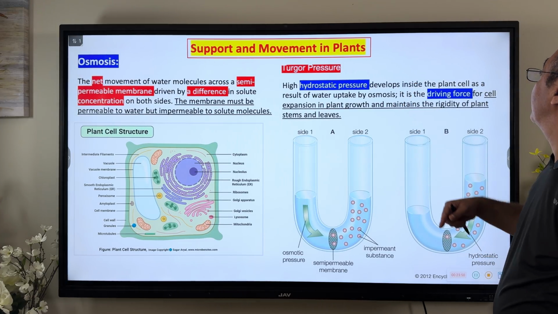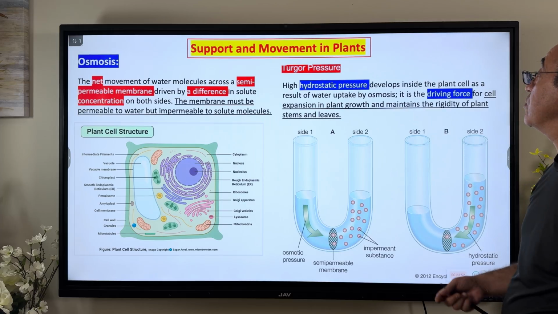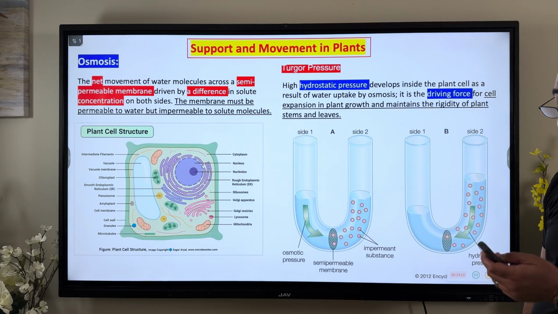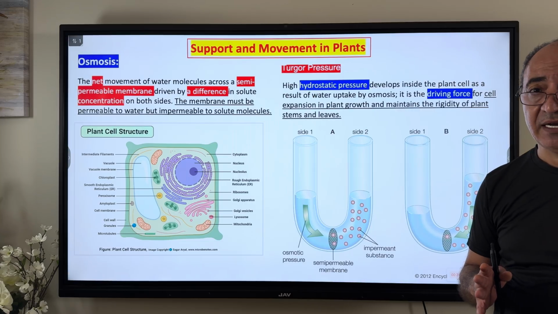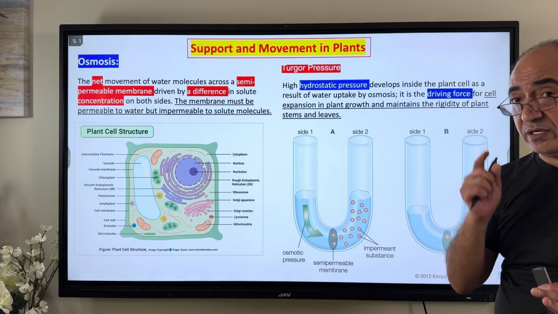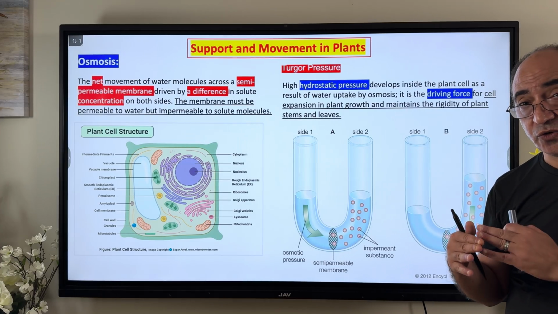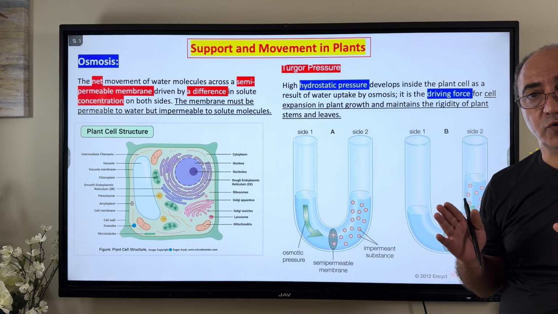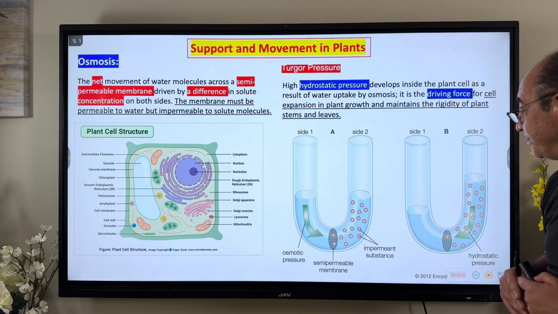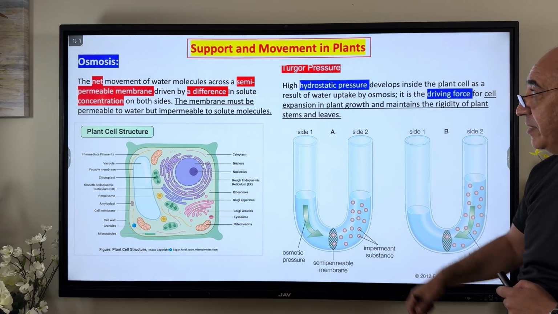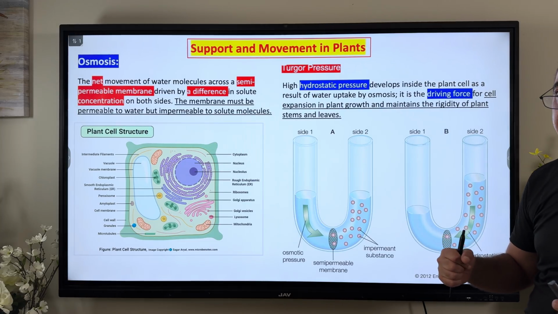So this develops inside the plant cell as a result of water uptake by osmosis. It is also the driving force for cell expansion in plant growth and maintains the rigidity of plant stems and leaves. Okay, so I want you to understand what are the conditions that are needed for building up an osmotic pressure. We need a membrane, semi-permeable, that allows some but not others to go across. Difference in the concentration of solutes between the two different compartments. And this is opposed by a hydrostatic pressure that builds up in the cell that maintains that rigidity.